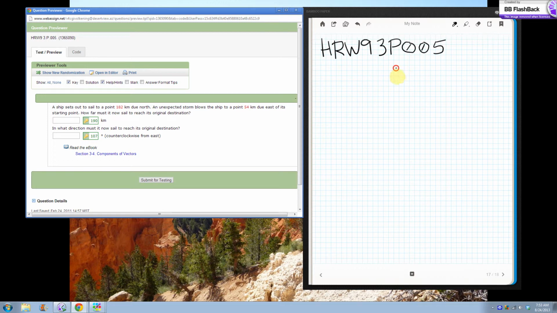I'm going to draw it on a really crappy coordinate system here, where we have east and north and west and south. So if I start in the middle on the origin, and I want to go to a place 182 kilometers due north, basically I want to go here. Okay, that's where I want to go. But the ship blows me due east immediately, 54 kilometers.